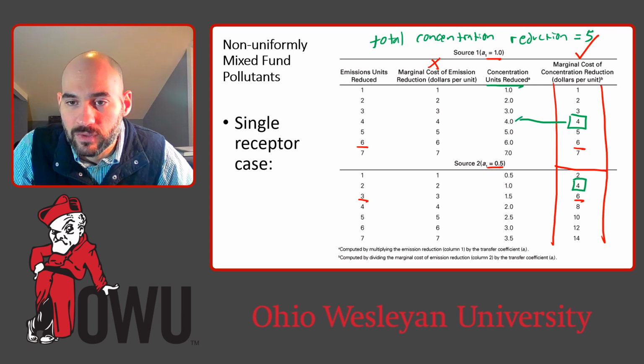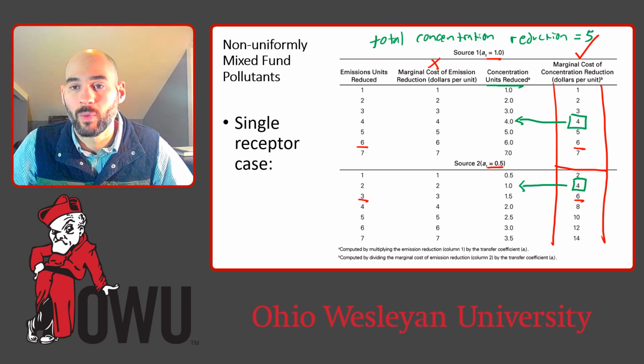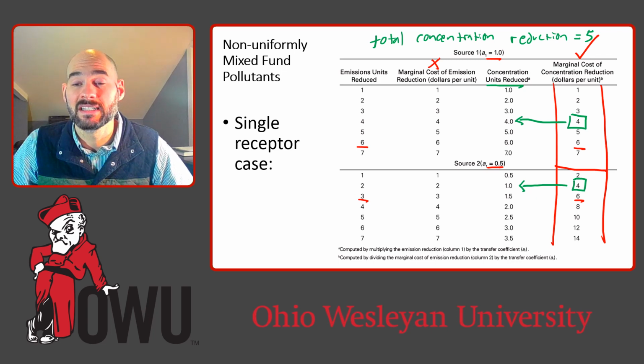Then we would have reduced 4 units of pollution from firm 1, and we would have reduced 1 unit of pollution from firm 2. 4 plus 1 equals 5. We got it. So that would be the most cost-effective way to take out 5 units of pollution, 5 concentration units, from this environment.